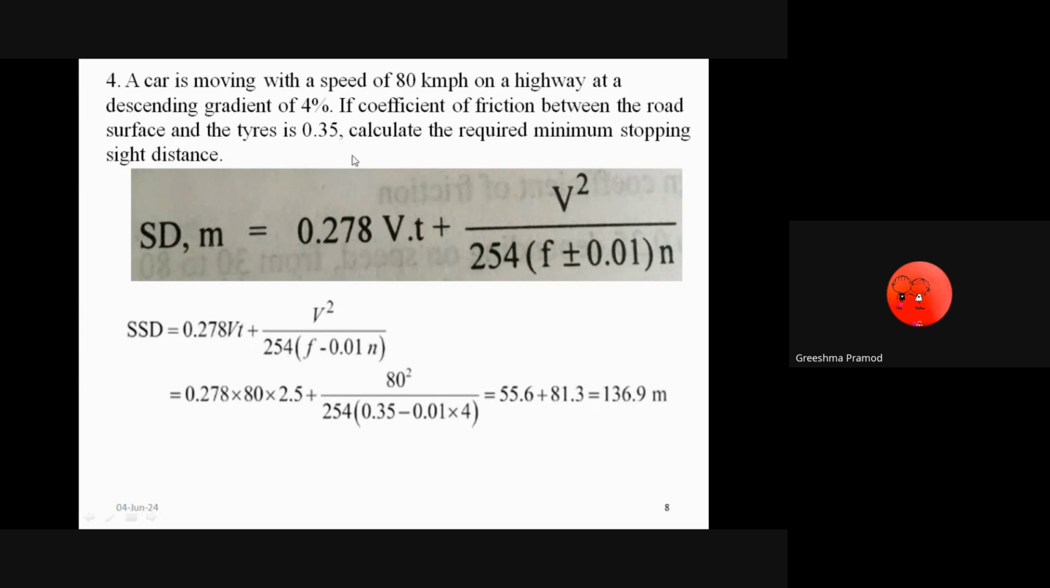Okay, so sometimes the value might not be given to you. If it is 100 and above, then you need to consider 0.3. So from 80 to 100 and above, 0.35. For 65, it is 0.36. For 50, it is 0.37.